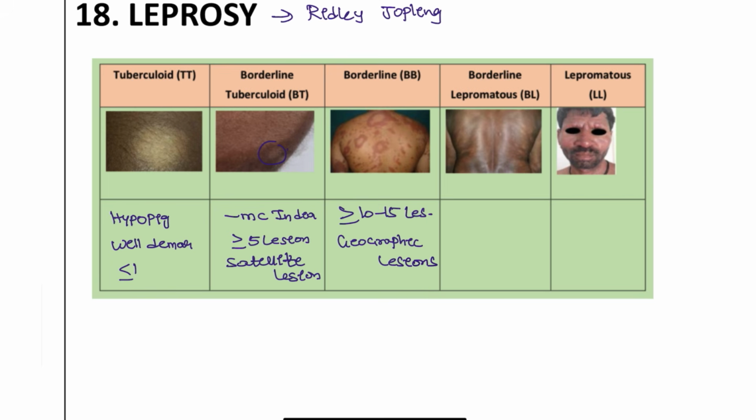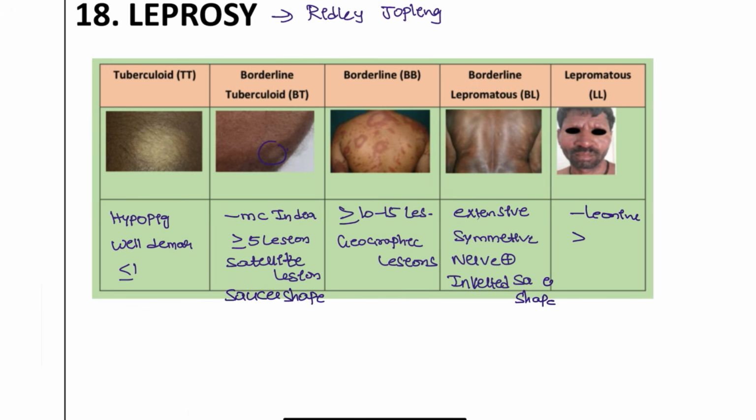Borderline lepromatous is the extensive type, symmetric, nerve involvement is seen here, and also an inverted saucer shape. Saucer shape is seen in the BT, inverted saucer shape is seen in the borderline lepromatous. And this is the extensive type, lepromatous leprosy, leonine facies, more than 20 lesions, and more than 2 nerves involved. Extensive type of the lepromatous leprosy.